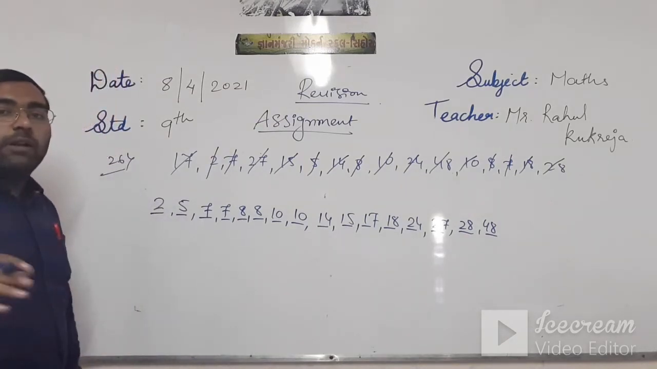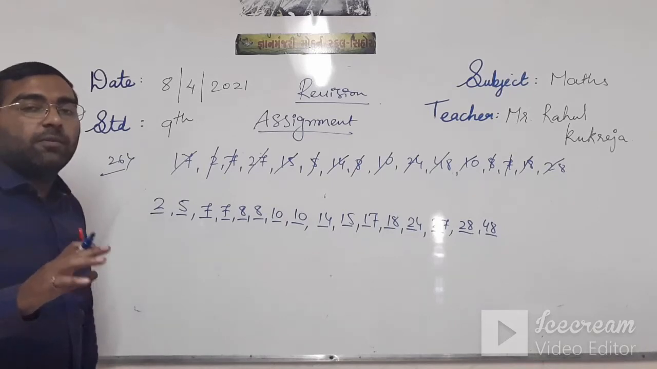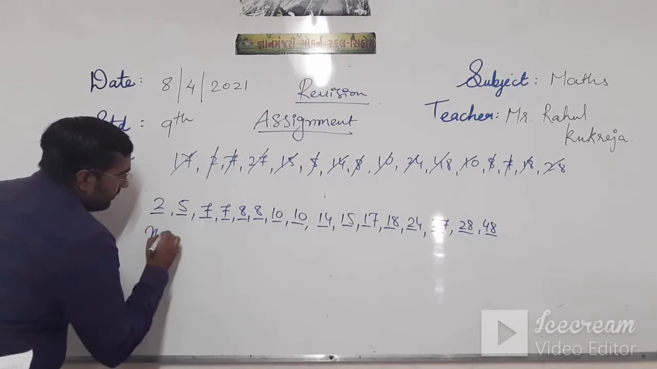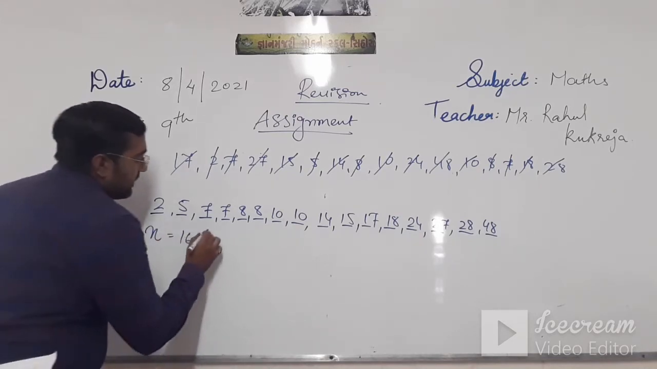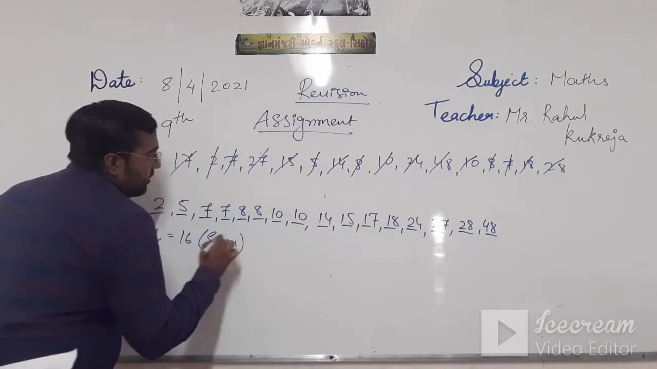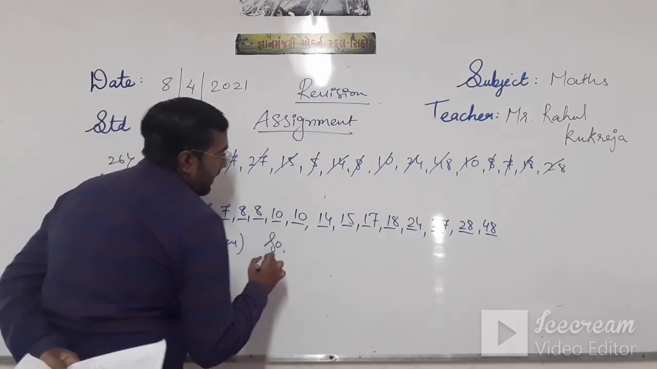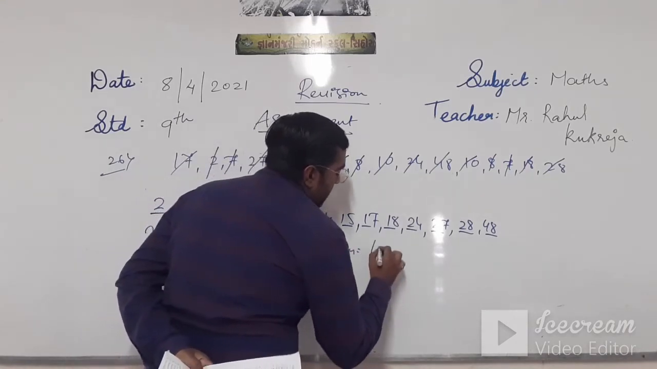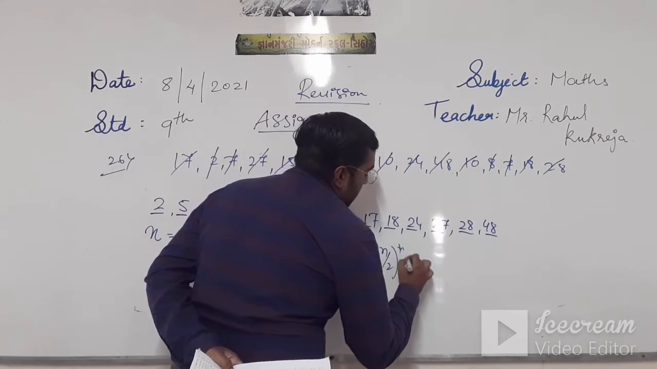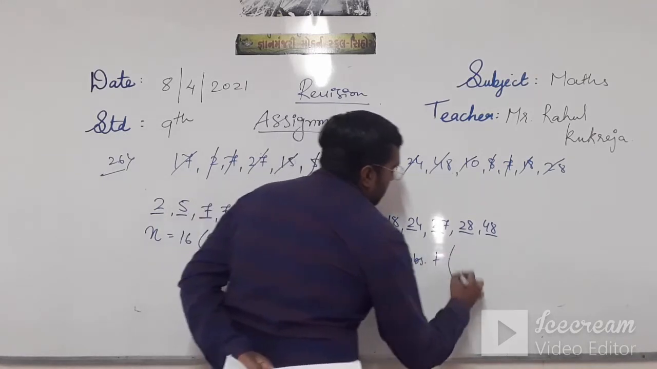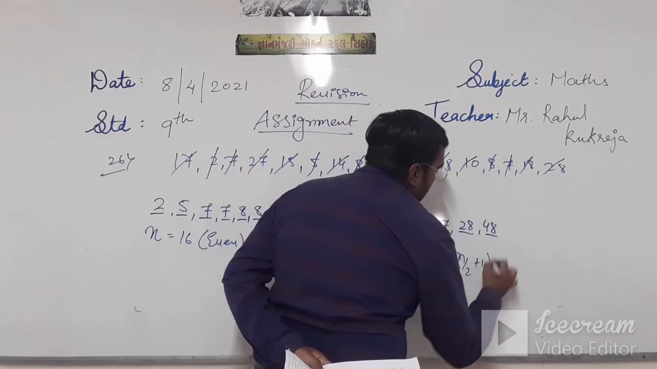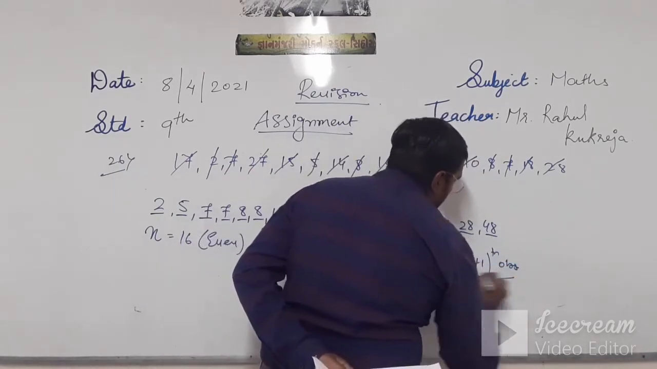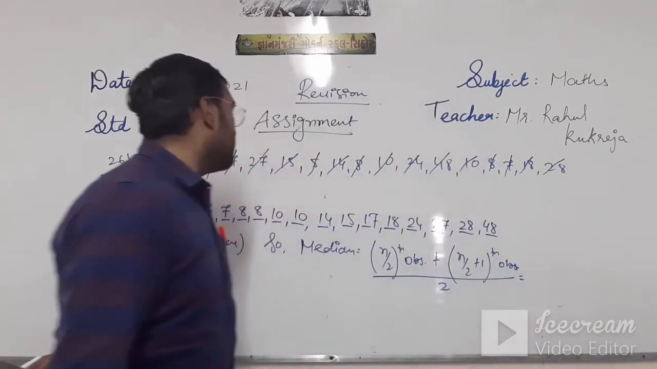Whenever we have to find the median, it is most important to find the number of observations. Here the number of observations is 16, and that is even. So my formula for the median is: median is equal to the n by 2th observation plus the n by 2 plus 1th observation, and the whole is divided by 2. Clear?